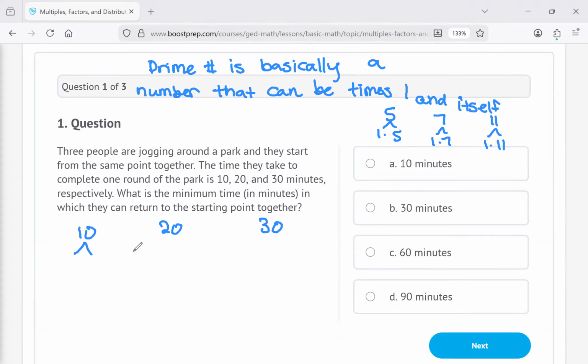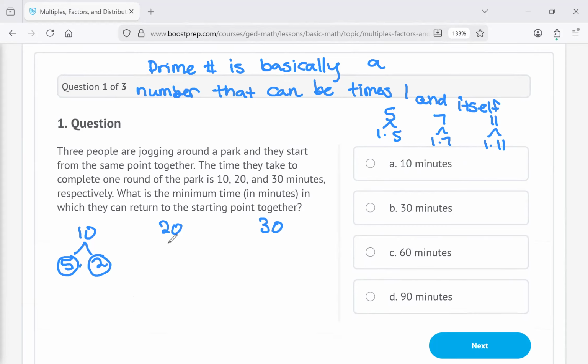Okay, so here are the numbers 10, 20, and 30. Let's make our factor tree. Let's start with 10. What two numbers multiply to 10? Any two numbers will do. How about 5 and 2? Then what you want to do is circle the prime numbers. Is 5 prime? Yes, it can only be times by 1 and itself. Is 2 prime? Yes, it can only be times by 1 and itself.